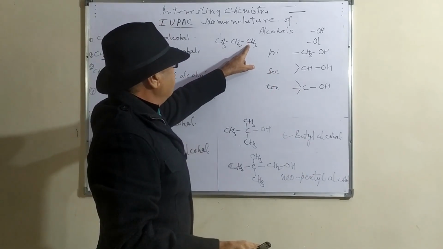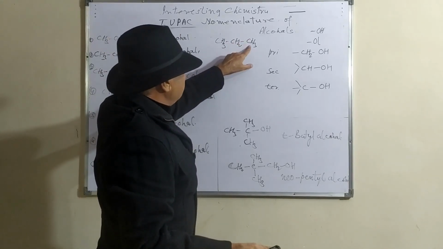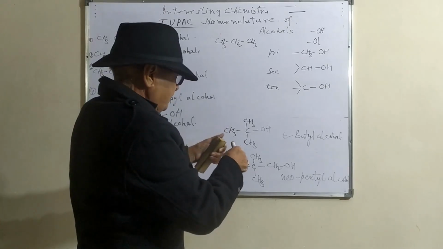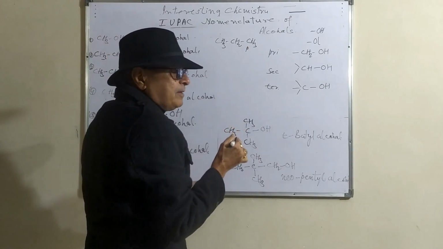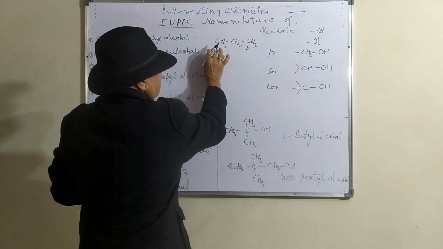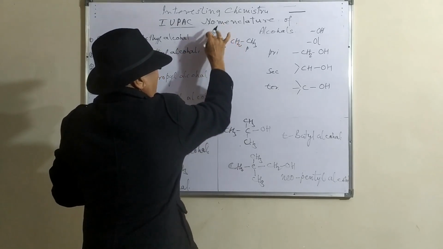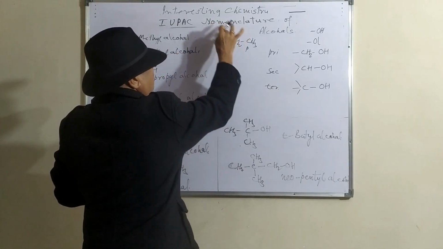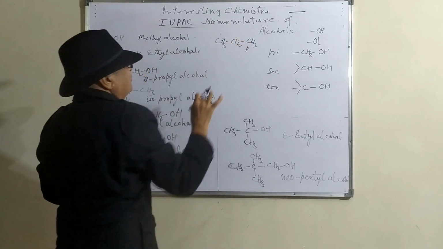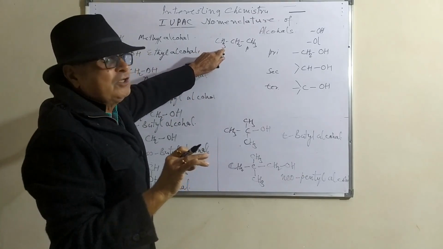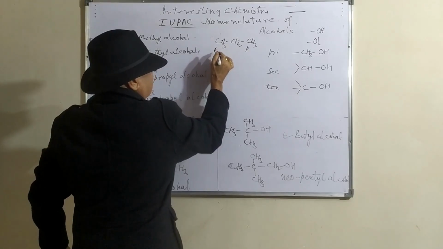So this carbon is attached to this carbon, so it is attached with only one carbon. So this carbon is primary carbon. This carbon is also attached with only one carbon. Out of the four valencies of the carbon, one is occupied by carbon and three valencies are occupied by three hydrogens. So it is also primary carbon.